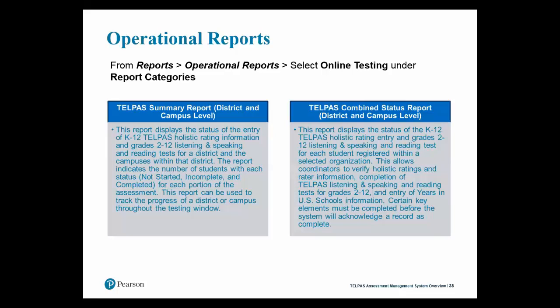Then you have the TELPAS Combined Status Report that will be available, again, also at the district and campus level. And this is probably the one that you're going to use the most here, because the report will display the status here. It's going to show you whether the holistic ratings and rater information have been entered for your students. It's going to show whether the years in U.S. schools have been entered as well. So again, it's going to have the status of the K-12 TELPAS holistic rating entry and grades 2 through 12 listening and speaking and reading tests for all the students that are registered within your organization. So those are the two reports that you definitely want to access during the TELPAS assessment window.